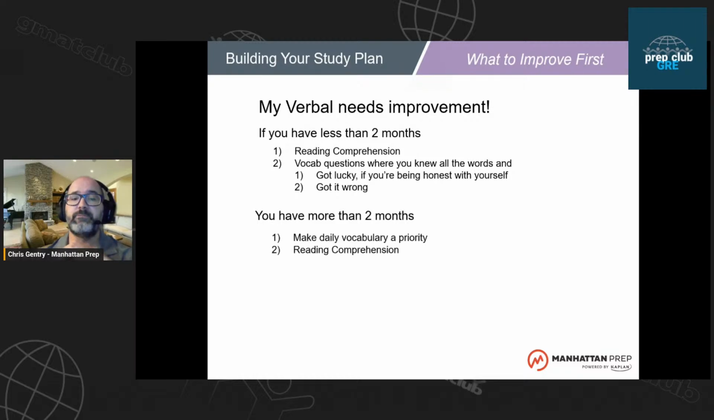If you have more than 2 months, start with daily vocabulary. 10 words a day, maybe 15, but I would not recommend more than 15. I would just recommend 10. And the main thing with vocabulary that nobody ever does. All of these vocab lists are great. Manhattan Prep has one. Princeton Review has one, I'm sure. All these other companies have vocab lists. I'm sure they do.